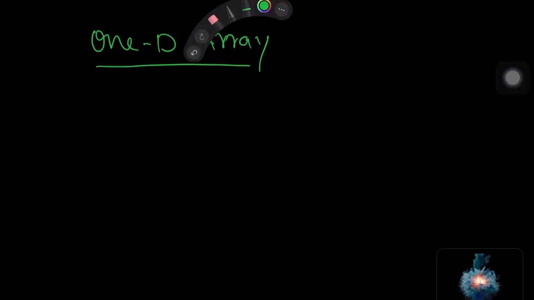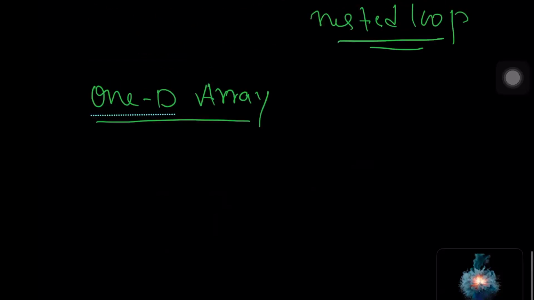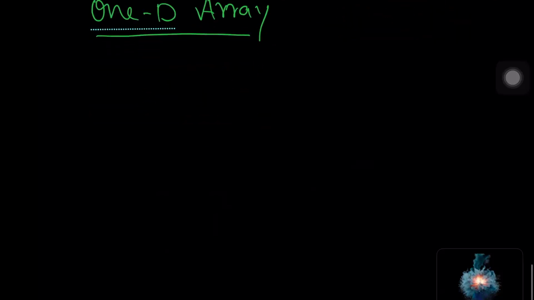Okay. Let me change the color. Okay. So 1D array. So first thing is array declaration. So we learn here how to declare array, because before using, one second, I think Manikandan is okay.